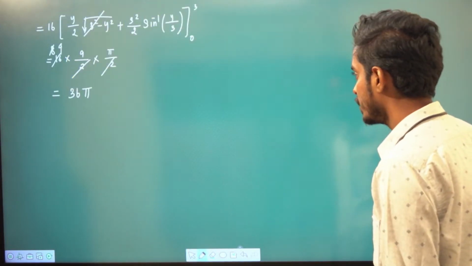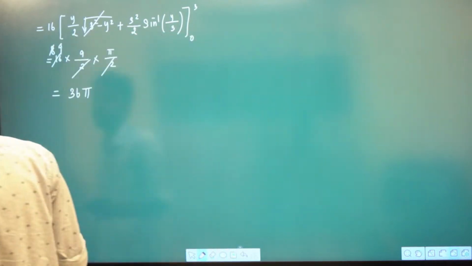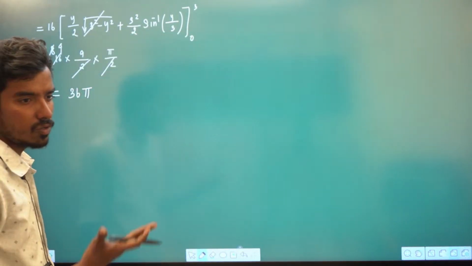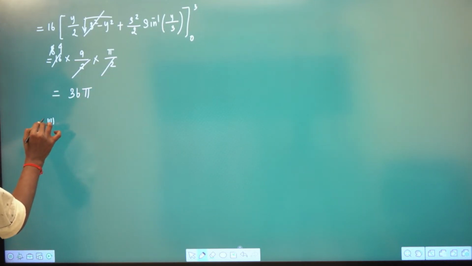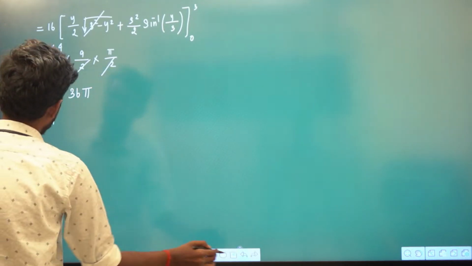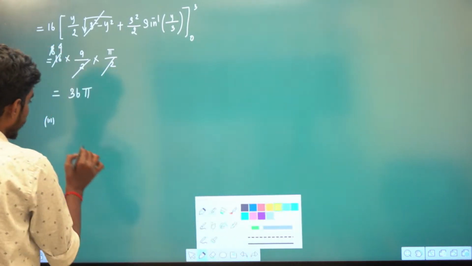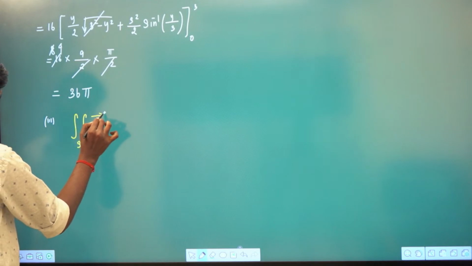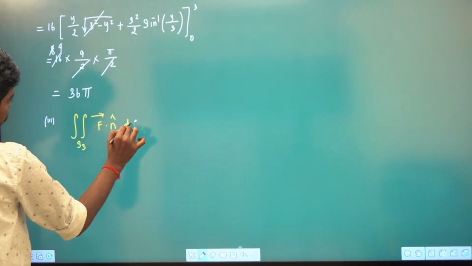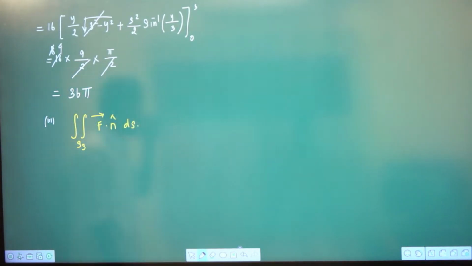Now we need to find S3. See, finding S3 is very, very important. Even though we know the answer is going to be 0, we need to do it in some other way. Now to find S3, a very important part, just understand this concept. S3 F vector dot n cap dS. Now we need to find n cap and dS.